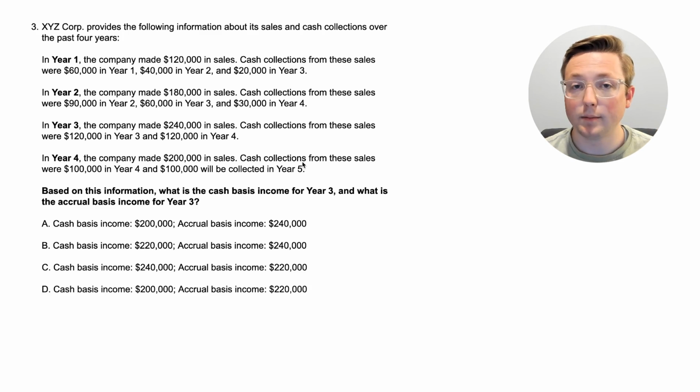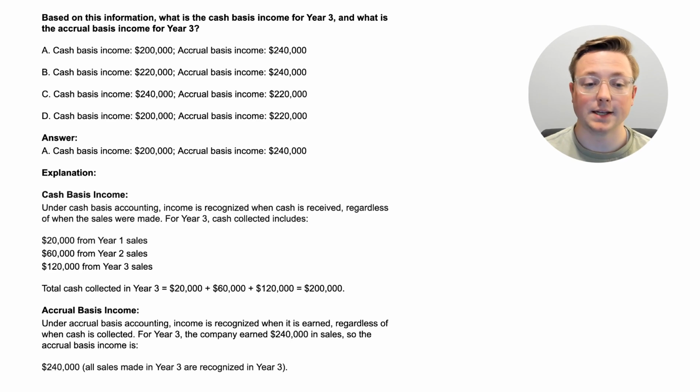So go ahead, pause the video. I think you could figure this out based off of what we've talked about so far. And when you're ready, come back. We'll look at the answer together. All right, here we are at the answer. The answer is A. The cash basis income would have been $200,000 and the accrual basis income would have been $240,000.